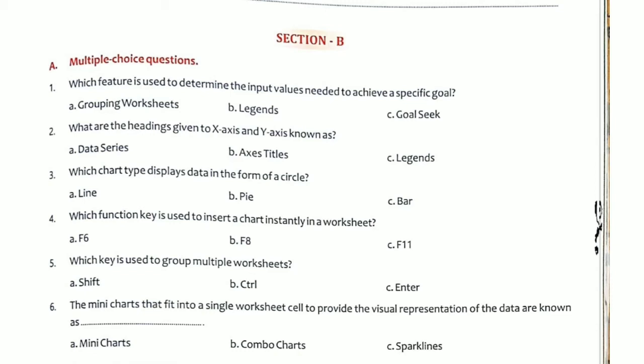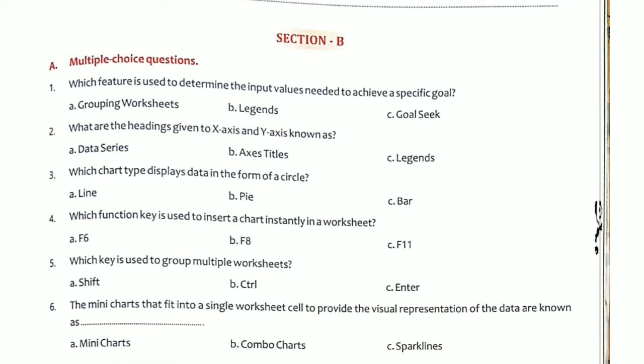Second is, what are the headings given to the x-axis and y-axis known as? So what is the meaning of this? What are the headings that we give as the name of the x-axis and y-axis? That is data series, axis titles and legends. So that is axis titles.